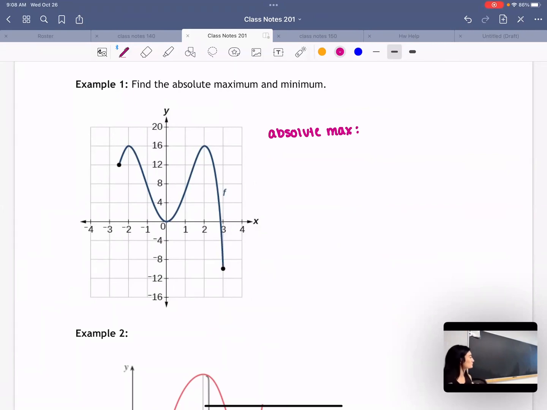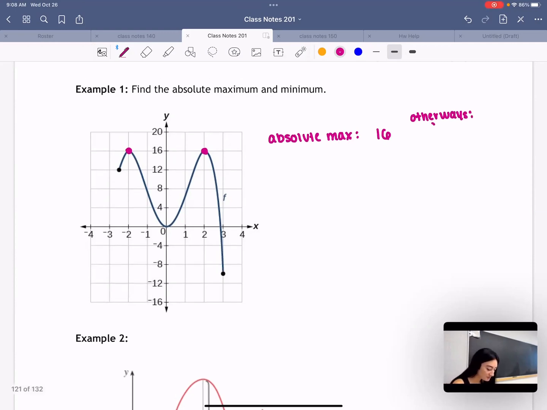Well, what number is the absolute max here? 16, right? That's how high the function goes. Now, the function reaches 16, not at one point, but at 2 points, right? So the absolute max happens here and it happens there because that's how high the function goes. Other ways I can say this, I can say f of -2. I could also say f of 2. But I usually like to go with 16 because it's very short, simple, nice too. Any questions on the absolute max? Pretty self-explanatory.